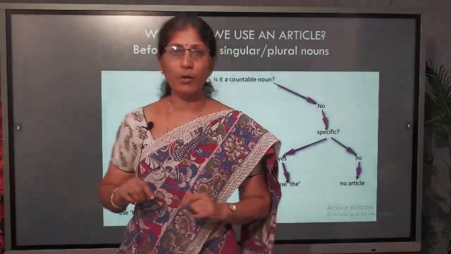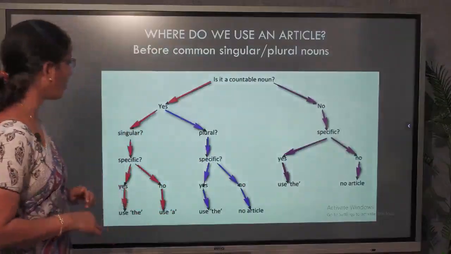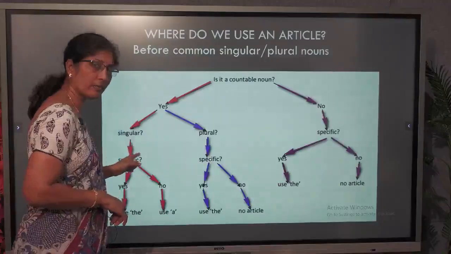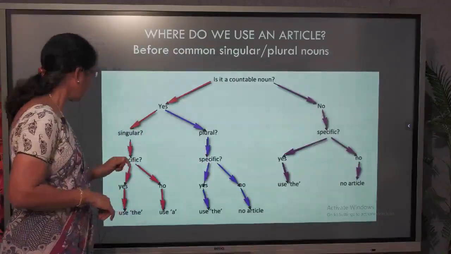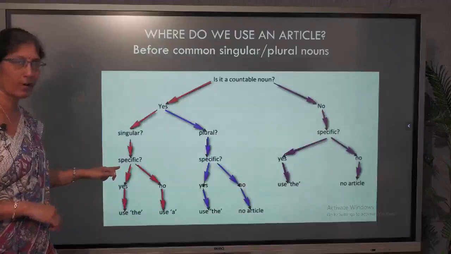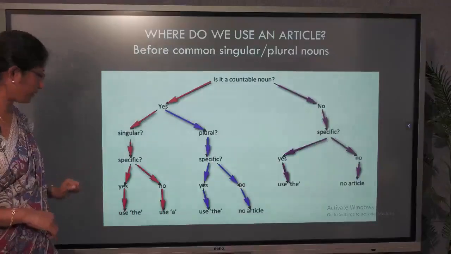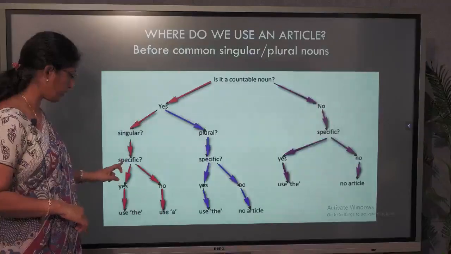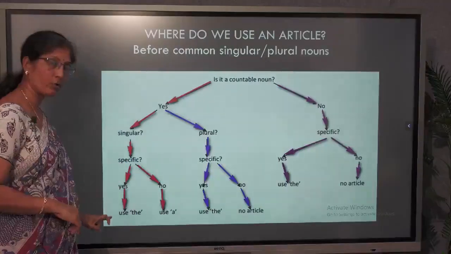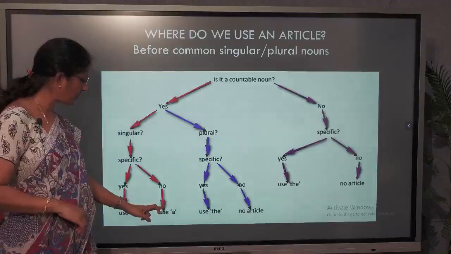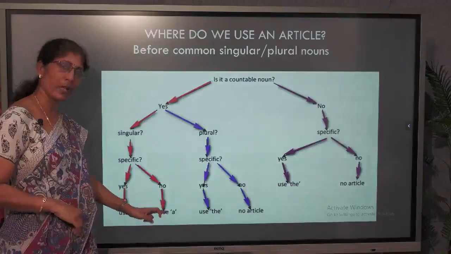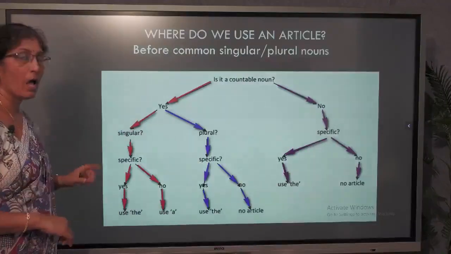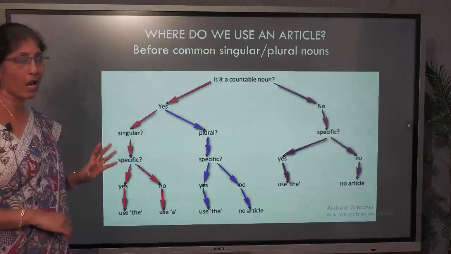Then come to this side. If it is a countable noun, there are two options. Is it singular or is it plural? If it is singular, again you have a question: is it specific? Yes, then you use the. If it is non-specific, you can go with a or an. For example, in the beginning, we have seen an example: I love book.